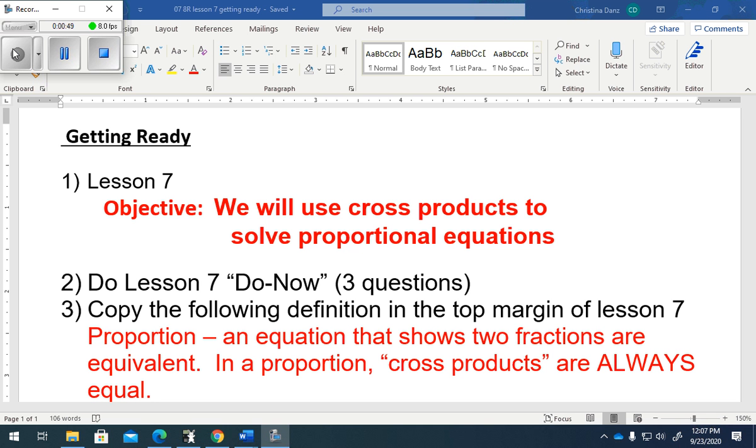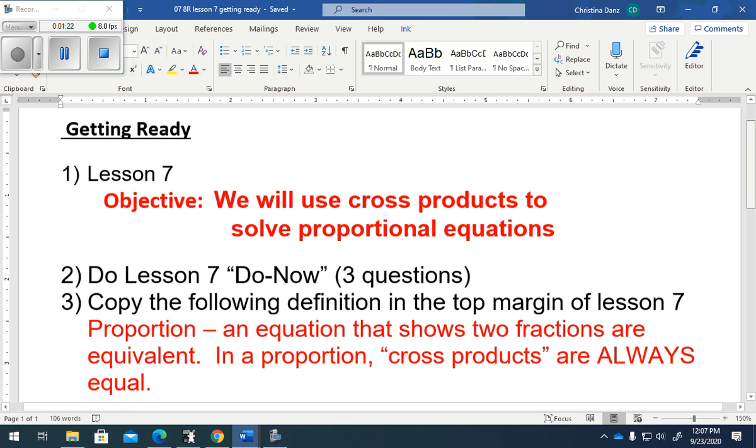Anyway, there's a do now for you to do. There are 3 questions, and I do need you to copy down this definition in the top margin of lesson 7. So on the very top, I need you to write down what a proportion is. A proportion is an equation that shows 2 fractions are equivalent. In a proportion, the cross products are always equal. So along the top of your paper, please, like above your objective.